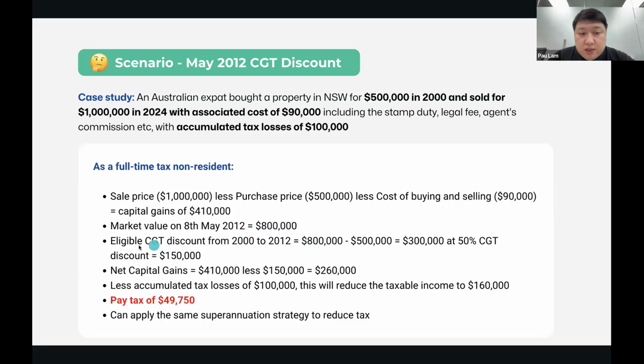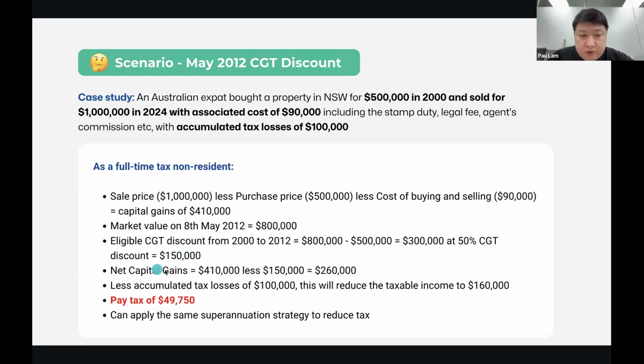from the example here, the eligible capital gains tax discount from 2000 to 2012 would be the 800K, which is the market value in 2012, minus the cost you bought it, 500K, which is the 300,000 profit. So you make $300,000 within this 12 years period where you're eligible for the capital gains discount. So when we apply the discount, it will bring your discount down to $150,000.